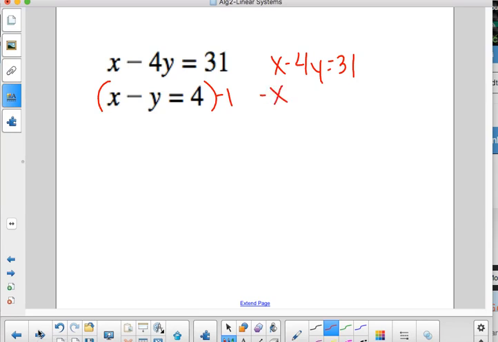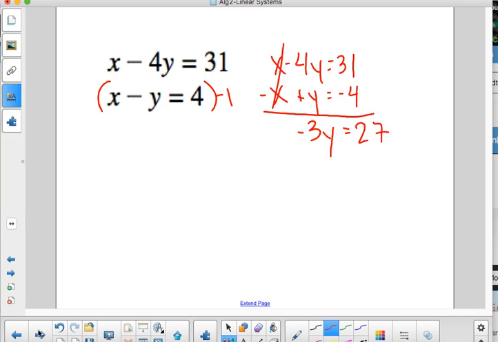What's negative y times negative 1? Positive y, and then 4 times negative 1? Negative 4. Once you have that set up, draw a line underneath it, because that's you showing that you're ready to add the equations together. What's going to happen to our x's? They're canceling, they're gone, they're eliminated. How many y's do we end up with? Negative 3, so negative 4 plus 1. And then 31 minus 4, 27.